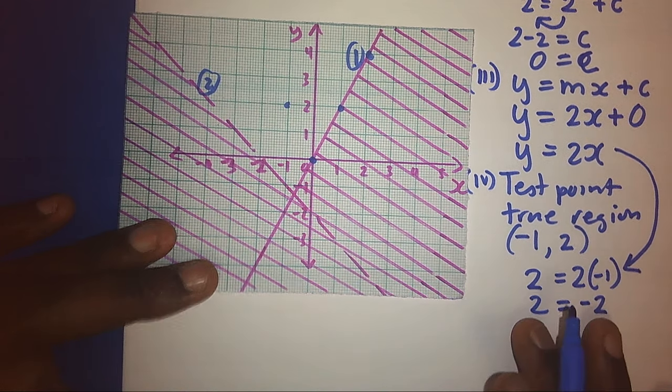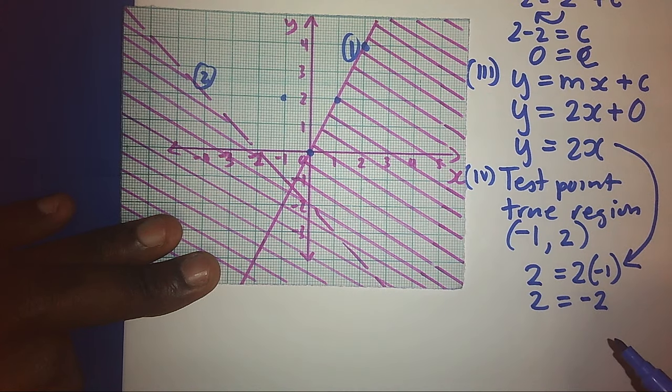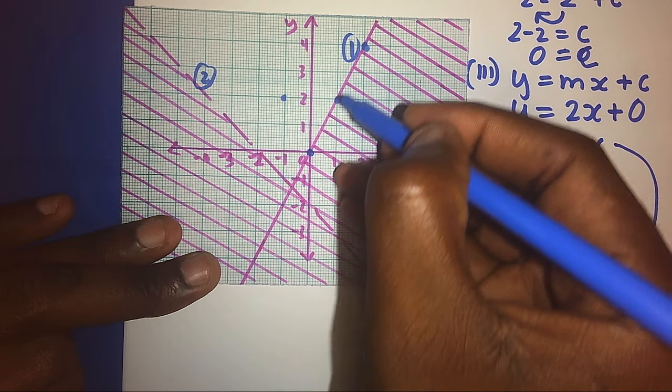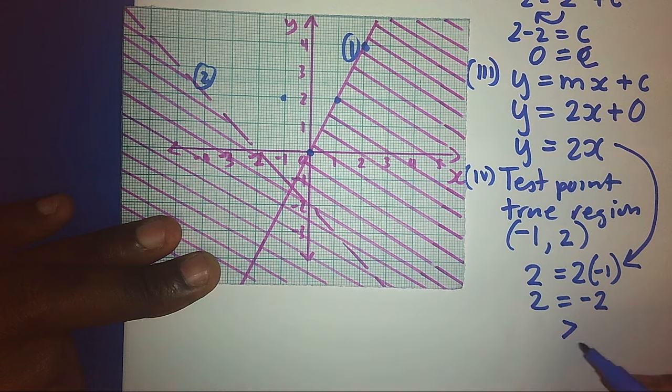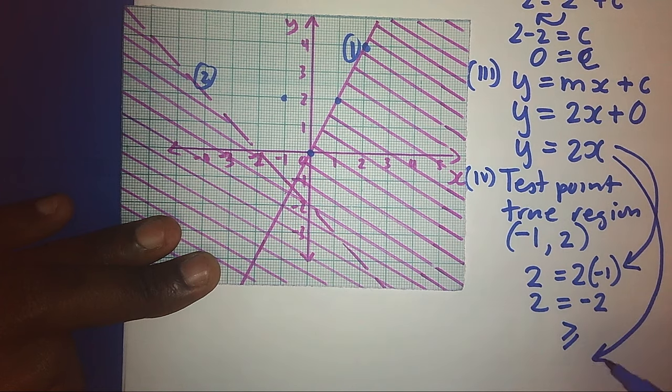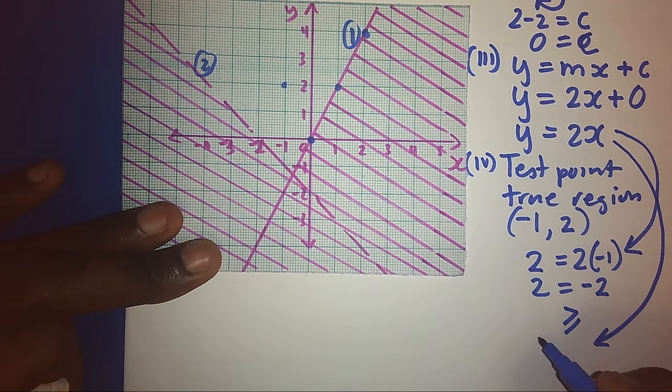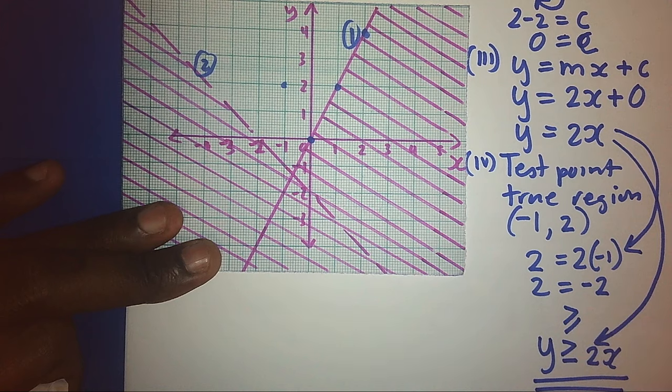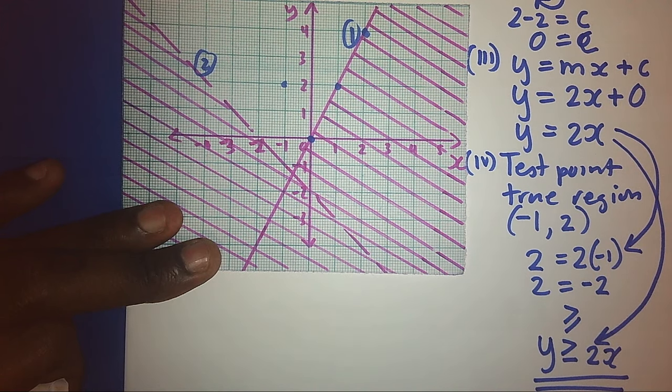Remember, these are not equal. But because our test point was true, we shall have to replace the equal sign with the true inequality. And the true inequality is the greater sign. But because our line is continuous, we shall add the equal sign. And finally, we shall replace our equation with the greater or equal sign. And this is our first inequality. Let's look at our second line.